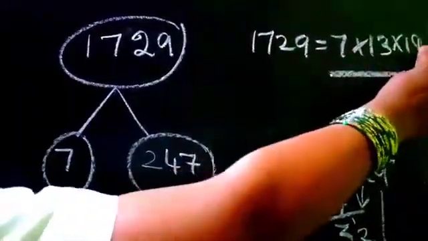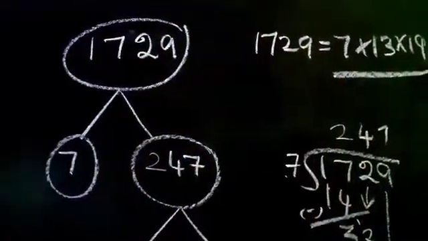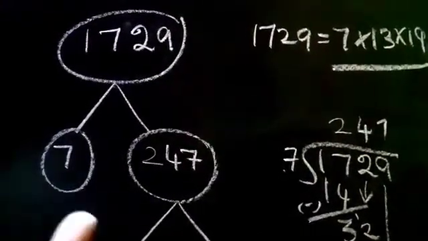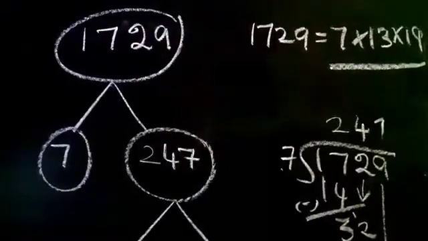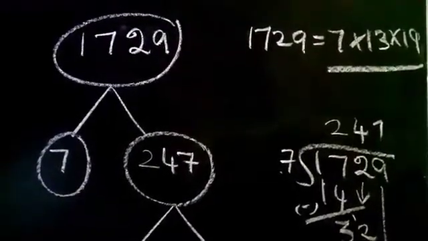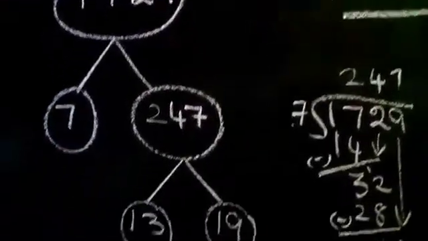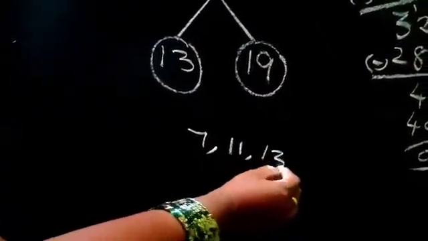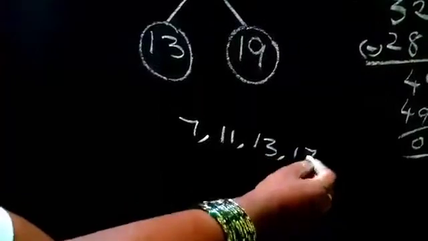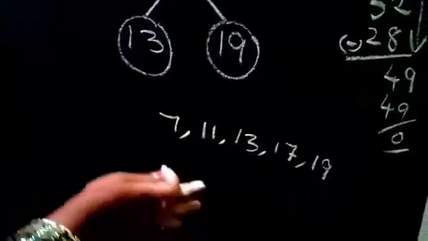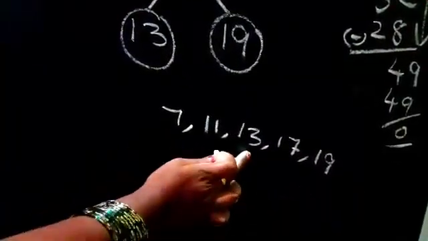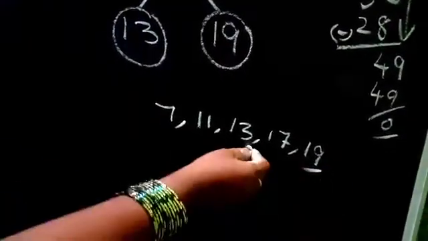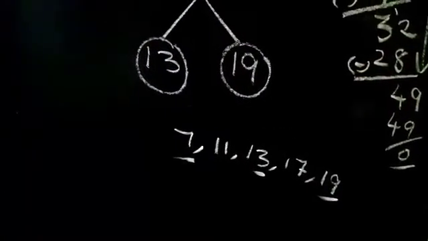Now these numbers are consecutive prime numbers. 7 also is a prime number. Next after 7 it is 13. Then it is 19, because after 7 we have 11 in prime numbers, then 13, then 17, then 19. So consecutive means next to this number. Next number for this, next number is this. These 3 are consecutive prime numbers.